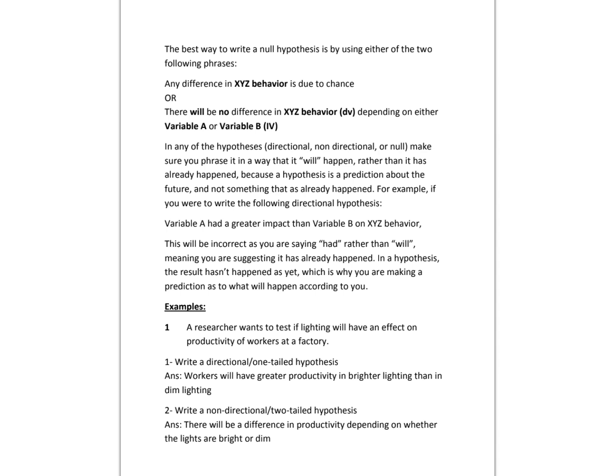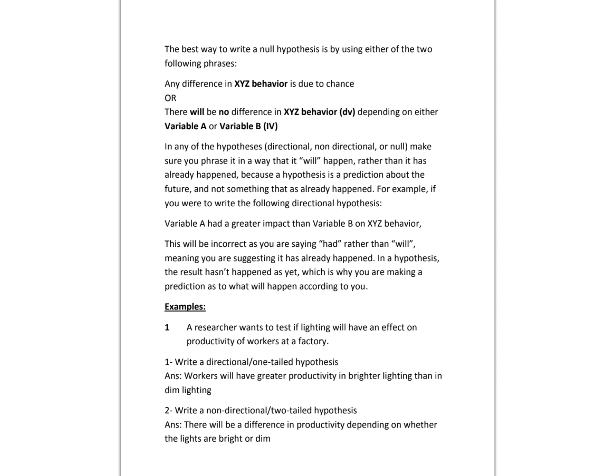First, let's identify the IV and DV. So we want to test if lighting will have an effect on productivity of workers at a factory. Now, lighting is obviously going to be the IV, and it's having an effect on productivity. So the variable that is being affected is the DV, which is productivity. And what is it affected by? It is affected by the lighting. So lighting will be the IV. So we've identified the IV and the DV, right? But what are the two conditions of the IV? That is something that is not mentioned in the question.